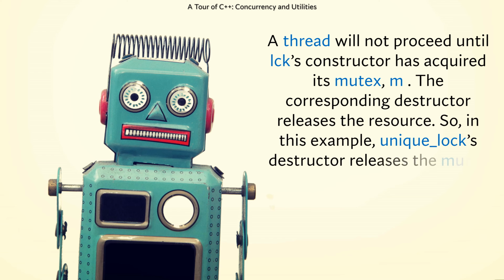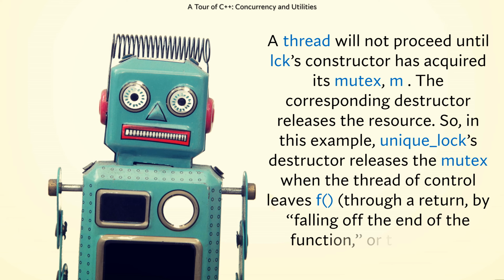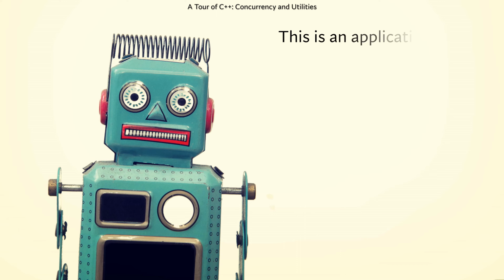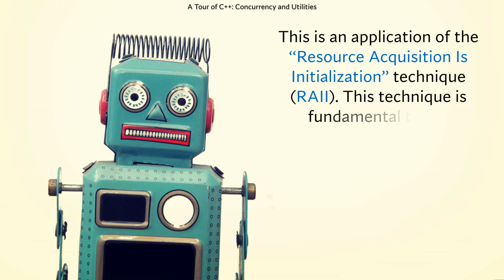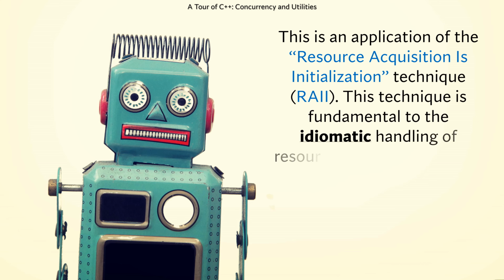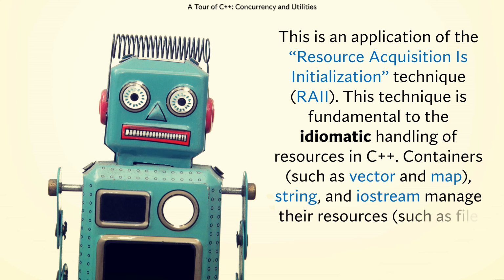So, in this example, unique_lock's destructor releases the mutex when the thread of control leaves f() through a return, by falling off the end of the function, or through an exception throw. This is an application of the resource acquisition is initialization technique, RAII. This technique is fundamental to the idiomatic handling of resources in C++. Containers, such as vector and map, string, and iostream manage their resources, such as file handles and buffers, similarly.